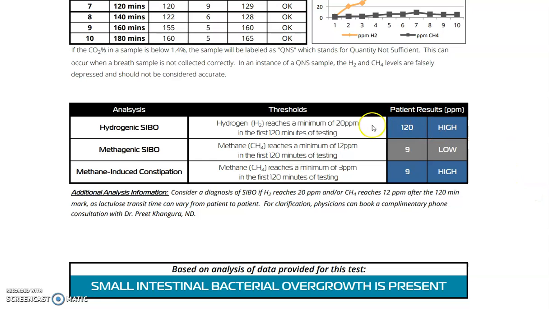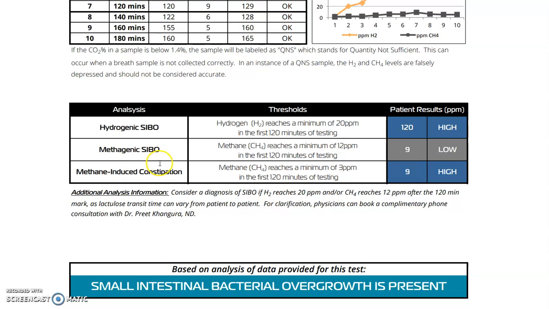But interestingly, I don't find the symptoms change based on the severity of this value. Even if it's like 25, I find that symptoms are very similar to someone that might be 120. But this is a pretty extensive bacterial overgrowth.